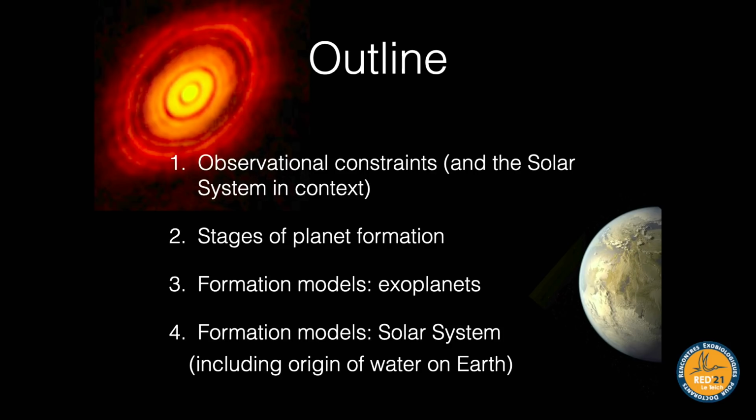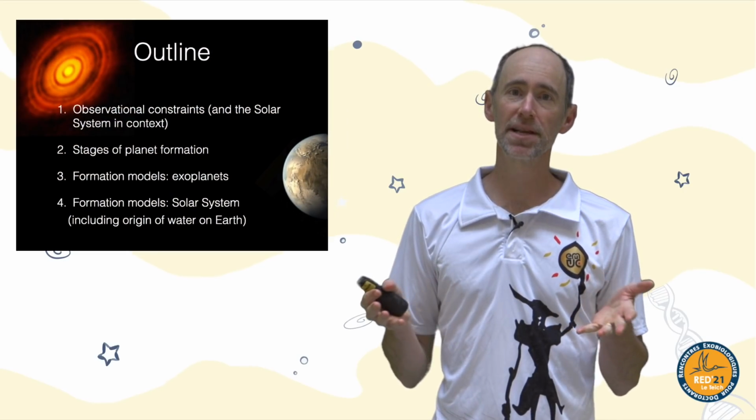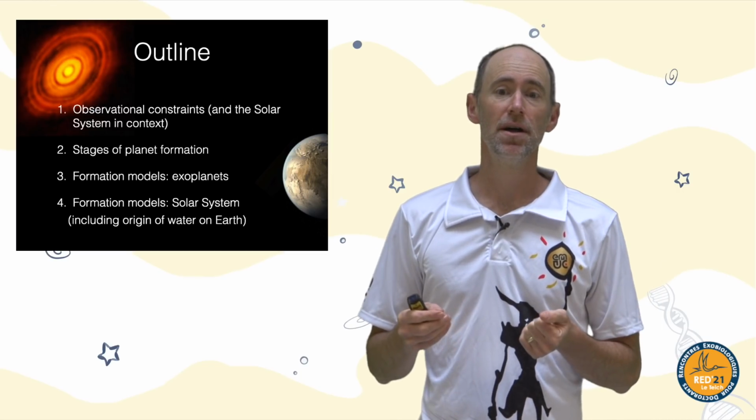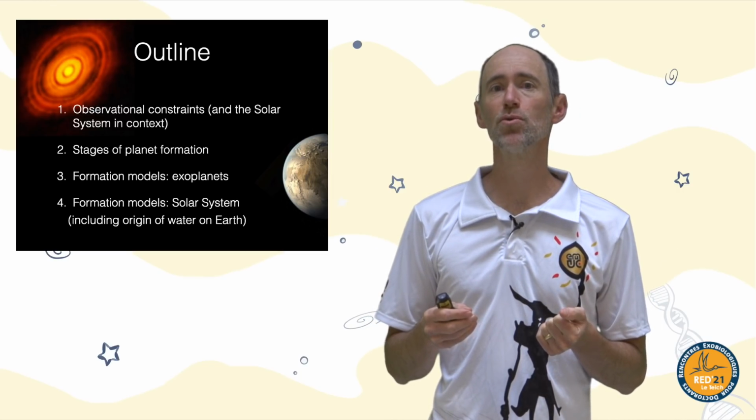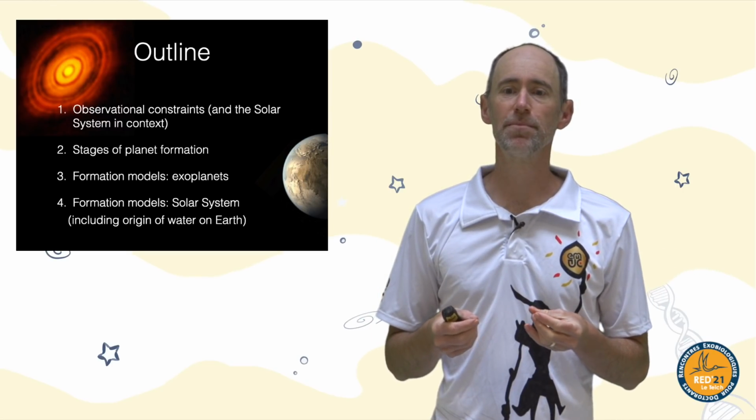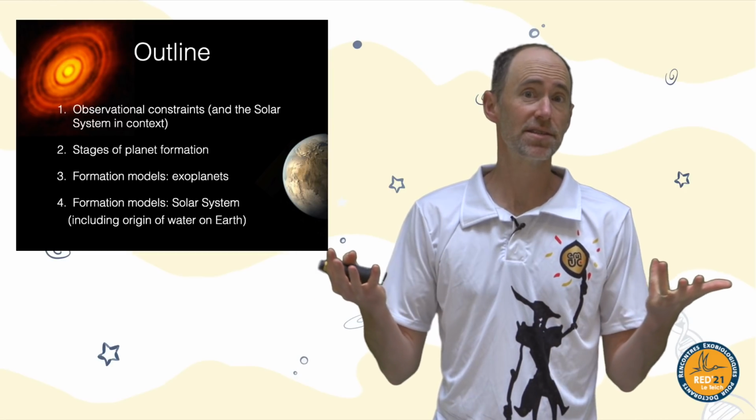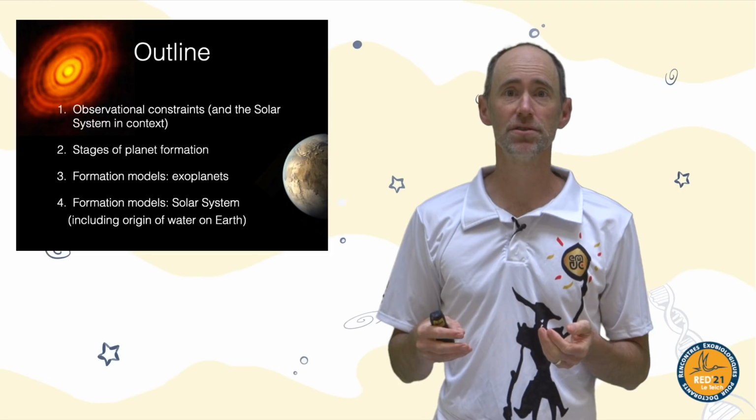To start off, I'll talk about observational constraints. What is it exactly that planet formation models are trying to explain? Because it's important to know where you're going. The second part will be the stages, based on what we think we know now: the different steps of planet formation, how things grow. Then we'll look in some detail at exoplanet systems and talk about how we think they form. And then we'll wrap up talking about how we think the solar system formed. And since this is an astrobiology school, we'll talk a little bit about the origin of Earth's water, since water is obviously of great importance from an astrobiological standpoint.